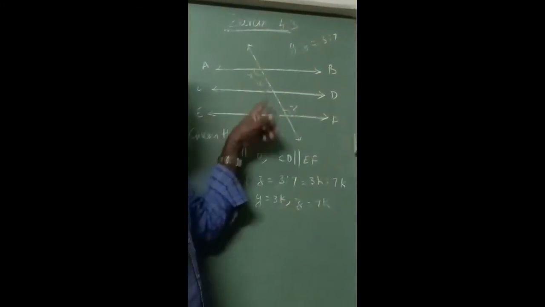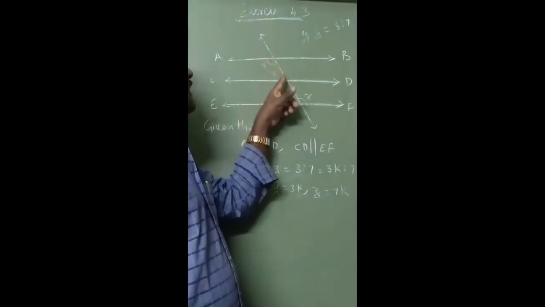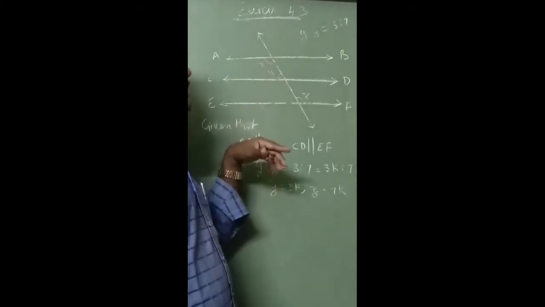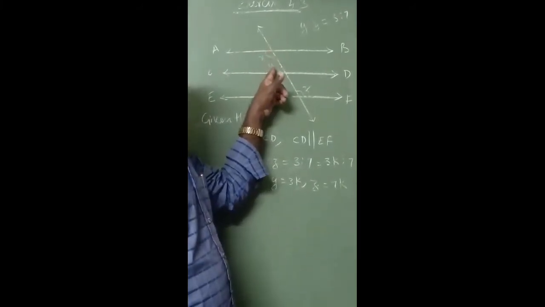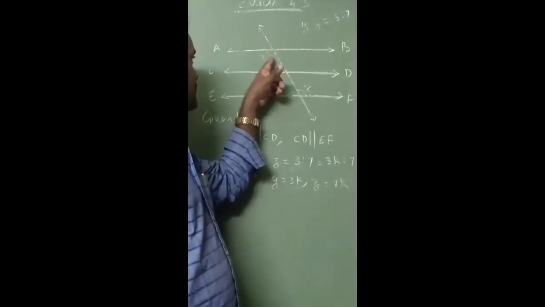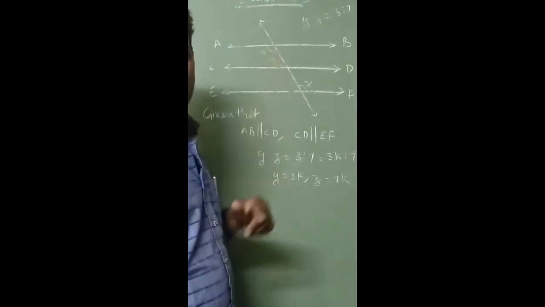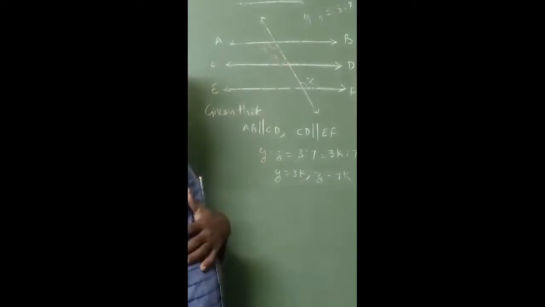Once other here, this is angle X, angle Y. These two are on the same side of the transversal. Both angles are interior angles. So these are allied angles. The sum of allied angles, that is interior angles, is equal to 180 degrees. So angle X plus angle Y is equal to 180 degrees.